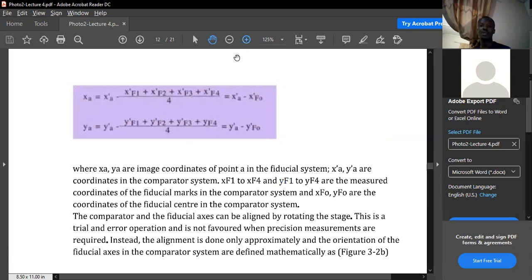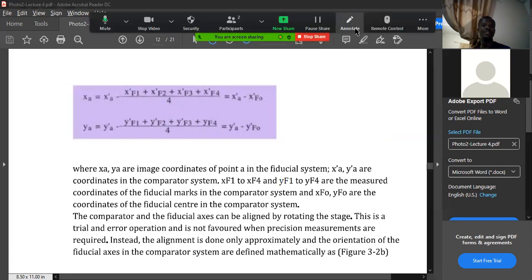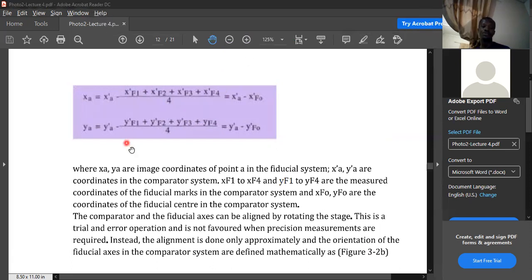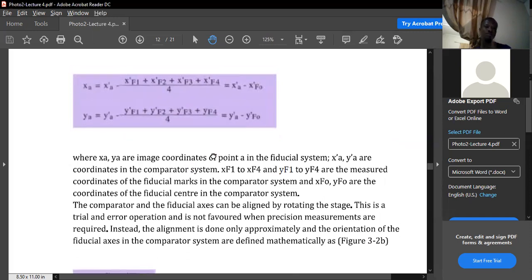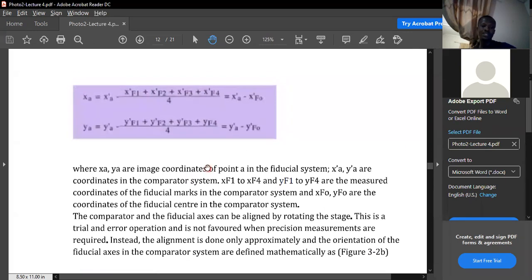So here we are not using the word photo coordinates. We're saying image coordinates, but it's the same as photo coordinates. We need to appreciate the two different systems.